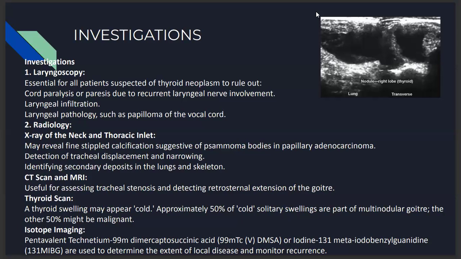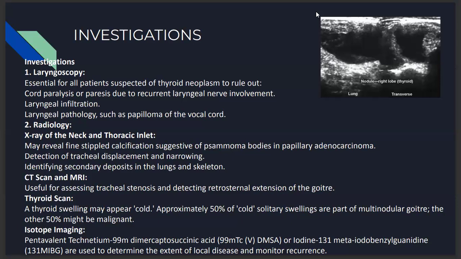CT scan and MRI are useful for assessing tracheal stenosis and detecting retrosternal extension of the goiter. Thyroid scan: a thyroid swelling may appear cold. Approximately 50% of cold solitary swellings are part of a multinodular goiter. The other 50% might be malignant.